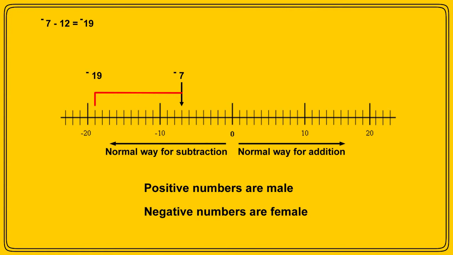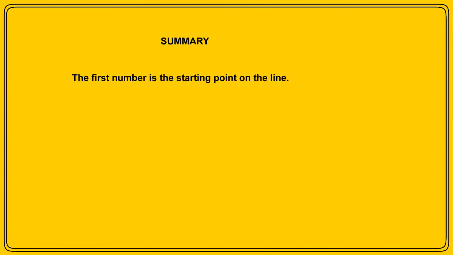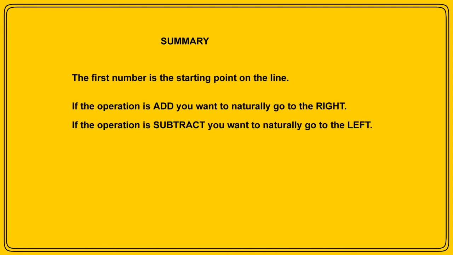Like anything new, this method may seem strange at first, especially if you're used to your teacher talking about 2 minuses make a plus, taking away a debt, filling a bucket with negative water, etc. But the rules are very simple with this method, and if you stick to them, you'll always get the right answer. So let's recap. The first number in the sum is the starting point on the number line. If the operation is add, you would naturally want to go to the right as you would expect, and if the operation is subtract, you would want to go to the left.